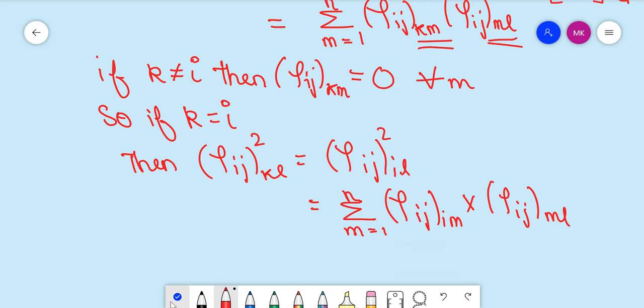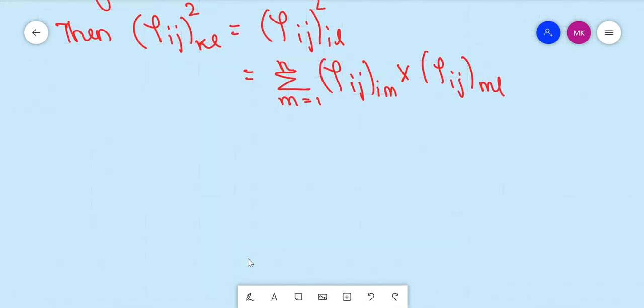Again, I need to make some space. I should practice writing a bit smaller, but it is what it is.